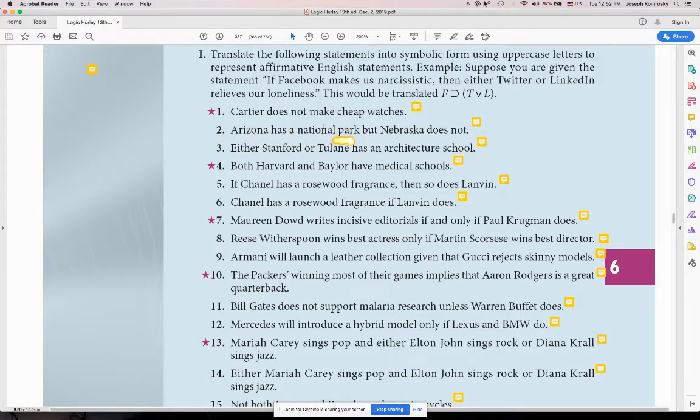We could call this whole statement right here, Arizona has a national park, A. But Nebraska does not. We'll call this whole thing N. So, in short, this one is A dot not N. A dot not N.